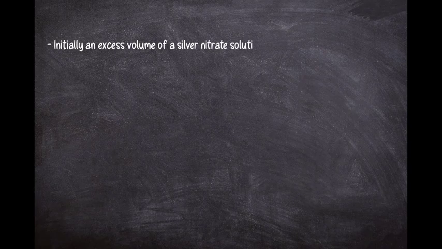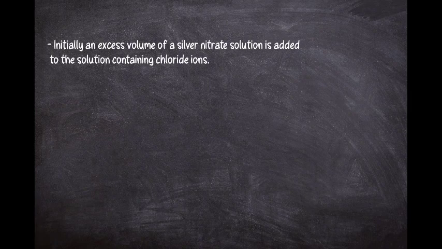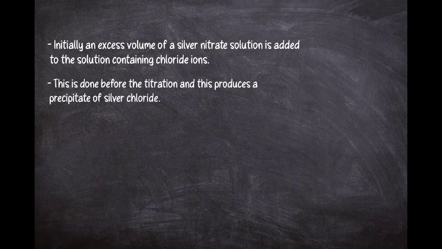To kick things off, an excess volume of a silver nitrate solution is added to the solution containing chloride ions. This is a crucial initial step as it leads to the formation of silver chloride precipitate. This precipitation occurs through the reaction between silver ions and chloride ions, resulting in the formation of silver chloride solid. The chemical equation representing this process is like this.